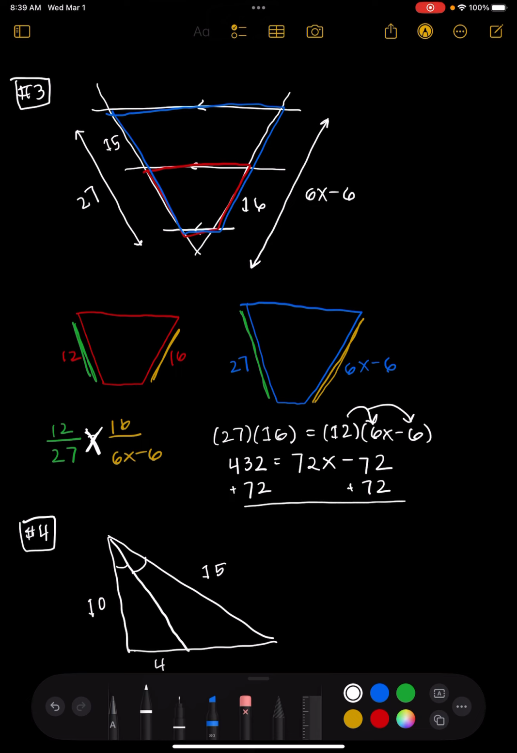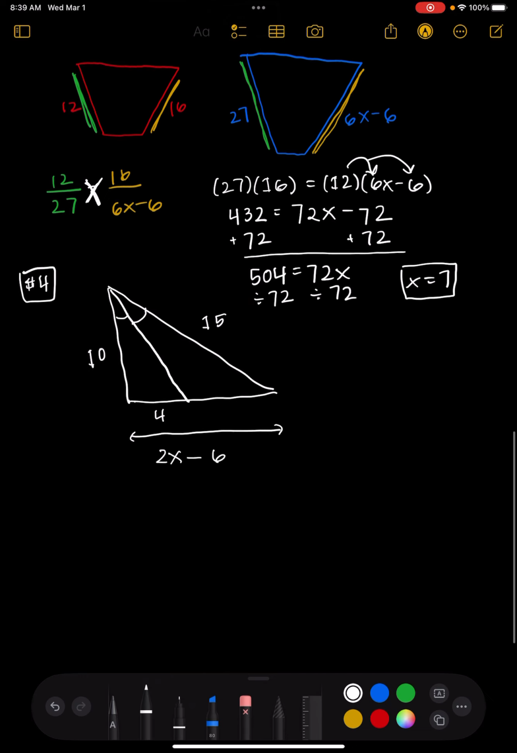which gives us, oh, I subtracted, 432 plus 72, 504. 72x, and then we're going to divide each side by 72, which gives us 7. So I know that x is equal to 7.